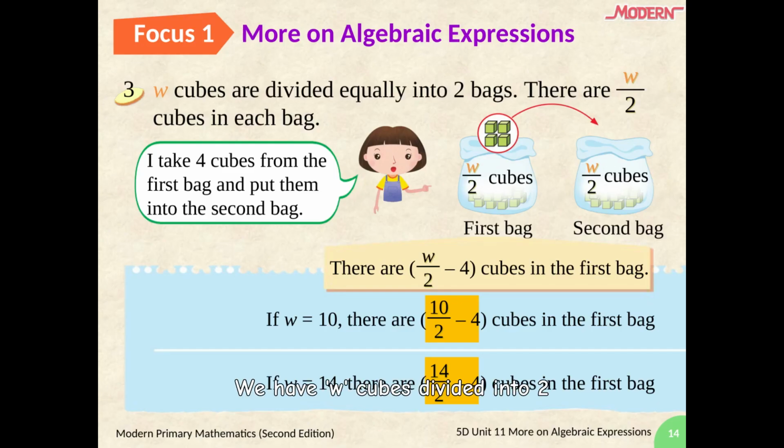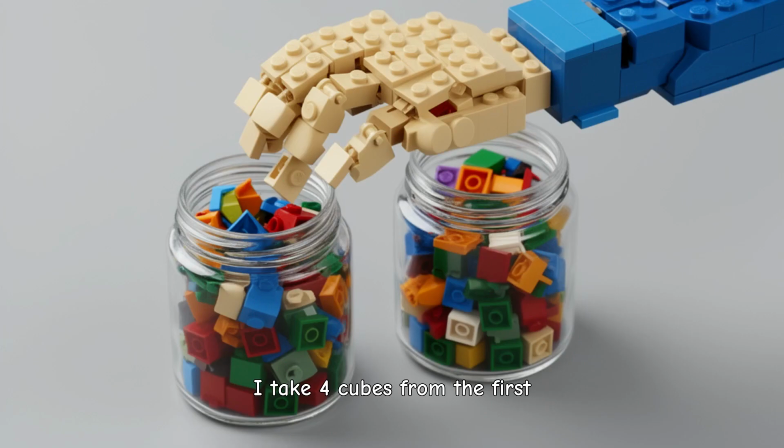Back to cubes. We have W cubes divided into 2 bags. That's W over 2 in each, perfectly balanced. I take 4 cubes from the first bag, so W over 2 minus 4. The first bag is feeling a bit light now.